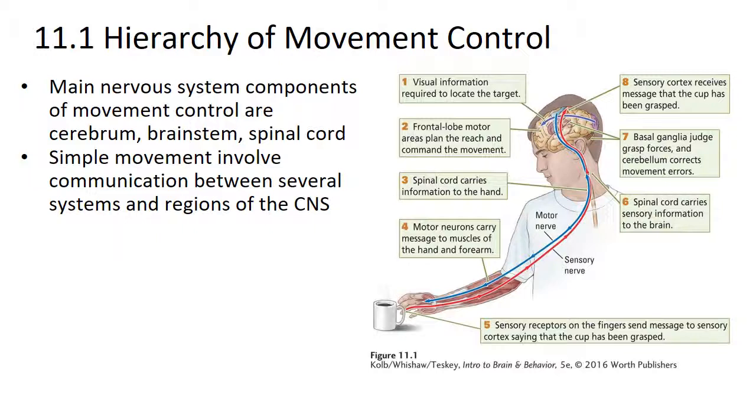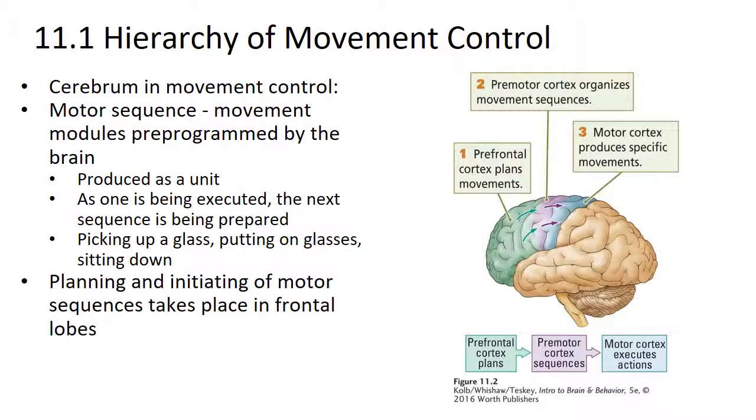So the main nervous system components that we're going to talk about in movement are just the basic central nervous system: the cerebrum and the brainstem, which make up the brain, and then the spinal cord. And even the most basic movements typically involve communication between several systems and regions of the central nervous system. So we'll start with the cerebrum, which again is like the forebrain, or the higher level part of the brain, what we mostly think of as the brain.